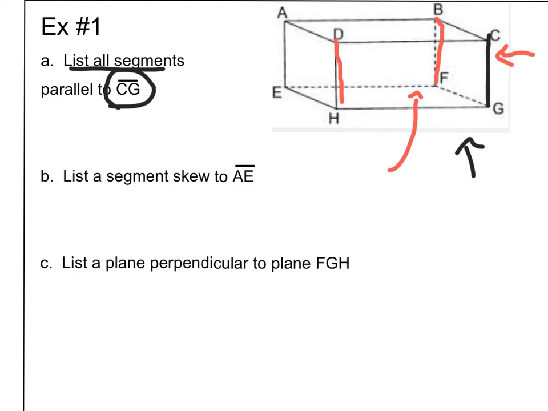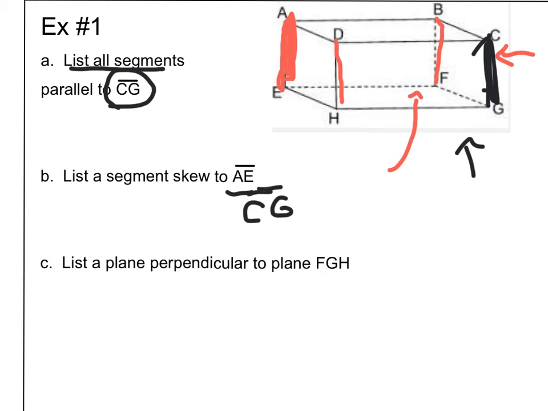What about this one way over here? Well, let me ask you, is this in the same plane as this one? Well, it's not. It looks parallel of some sort, but it's not in the same plane. We call that skew. So AE would be skew to CG. And these are segments, so I need a segment bar over the top.